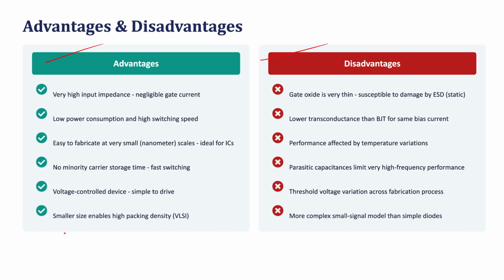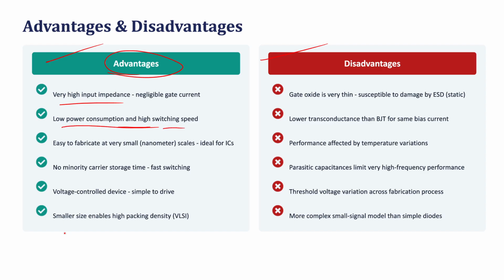So coming to the advantages and disadvantages. So very high input impedance, negligible gate current. So coming to the advantages, there is a high input impedance. So because of the high input impedance, there is no flow of current between the gate and the substrate while it is in the off state.